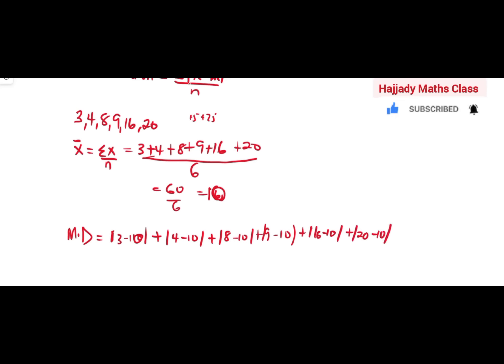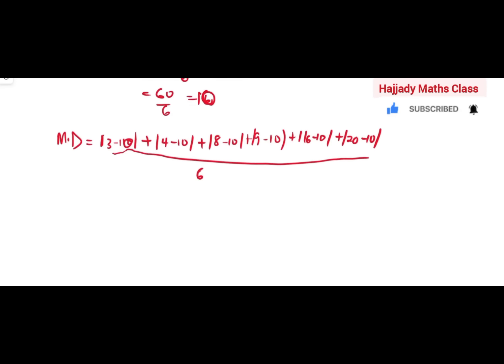So we are taking the absolute value of the observation. This is going to be over n. How many observations do we have in total? Which is 6. So calculating this now, using the value given to us there, 3 minus 10 is going to be negative 7. Taking the absolute value of that is going to be positive 7.